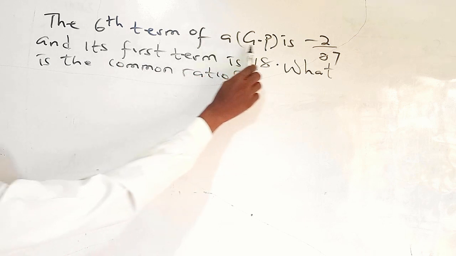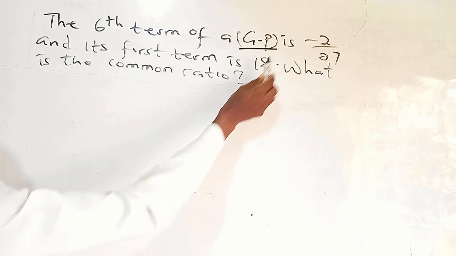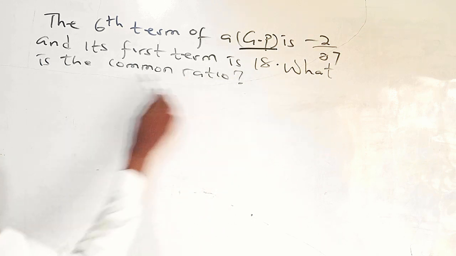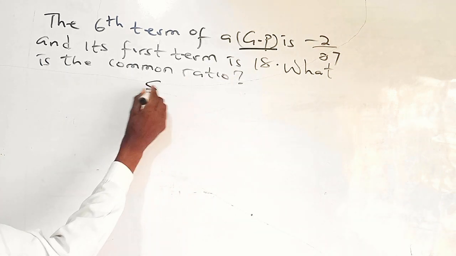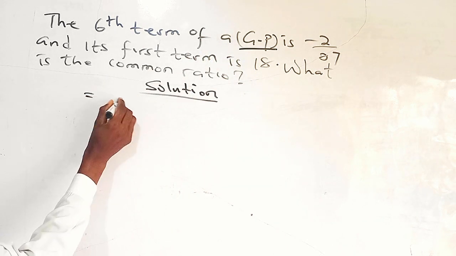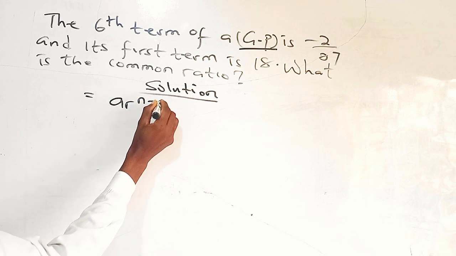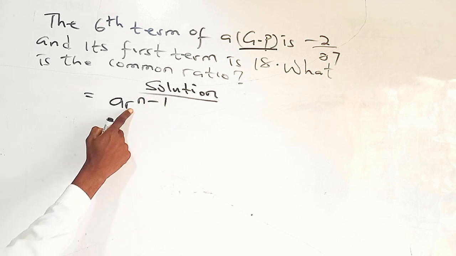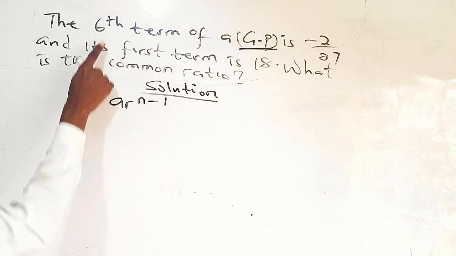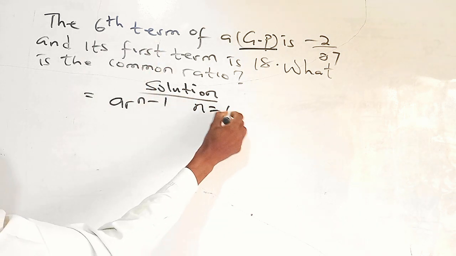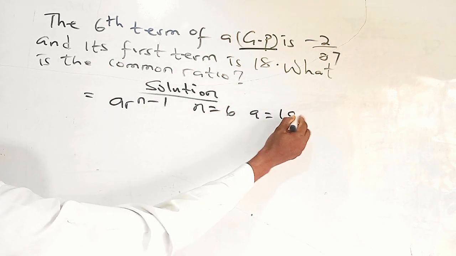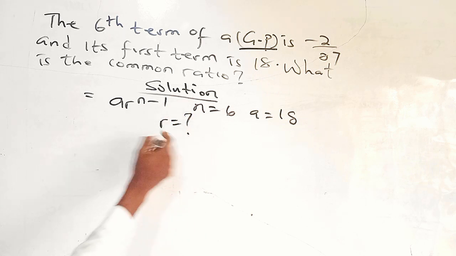The sixth term of a GP, geometrical progression, is minus 2 over 27, and its first term is 18. What is the common ratio? Solution. So the nth term of a GP is given as a times r raised to n minus 1, where a is the first term, r is the common ratio, and n is the number of terms in the expression. So the sixth term, n is 6, a is the first term, which is 18, but we have to figure out our r, which is the common ratio.